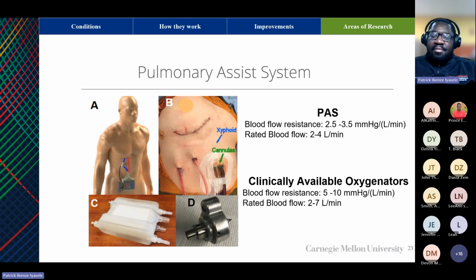Compared to ECMO systems currently available on the market, the pulmonary assist system is rated to properly oxygenate at a lower blood flow between 2 and 4 liters per minute compared to the 2 to 7 liters per minute of commercial devices. It also has a lower blood flow resistance between 2.5 and 3.5 millimeters of mercury per liter per minute compared to the 5 to 10 millimeters of mercury per liter per minute of commercial devices.